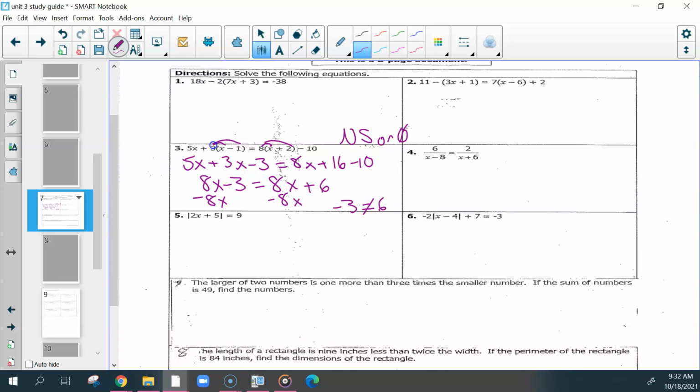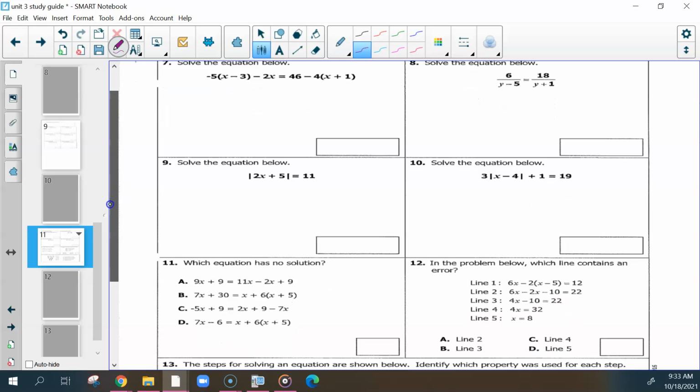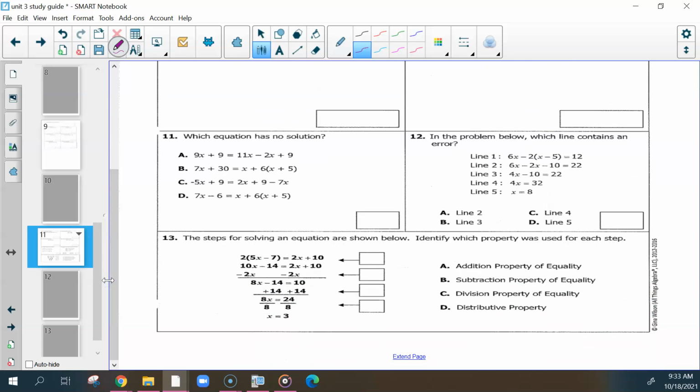Then we're going to skip to this page. I'm going to do 11 and 12. It asks which of these have no solutions? Some of them, actually all of them, you would need to quickly solve and see. Only one of these can be the right answer since it's multiple choice.